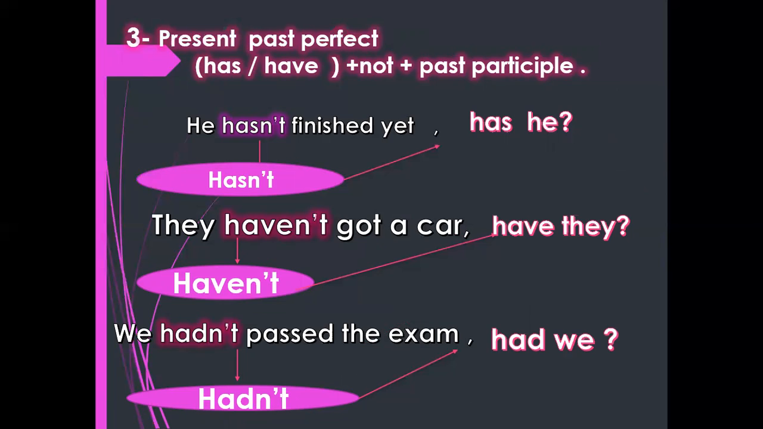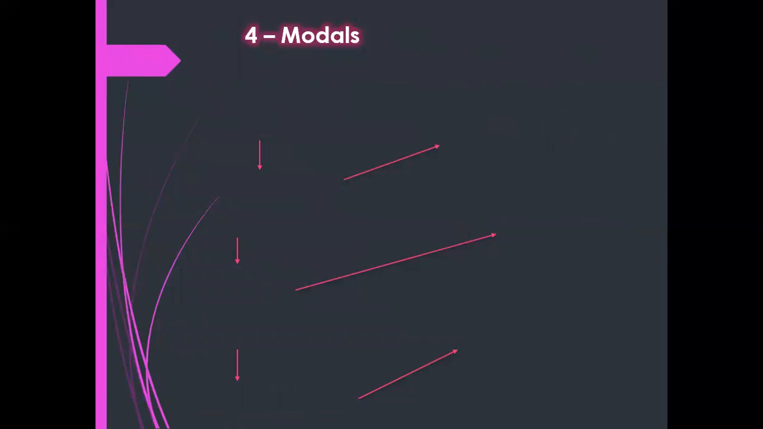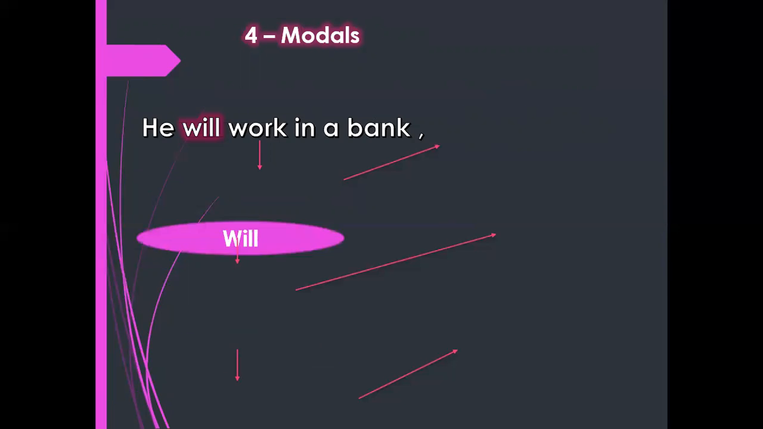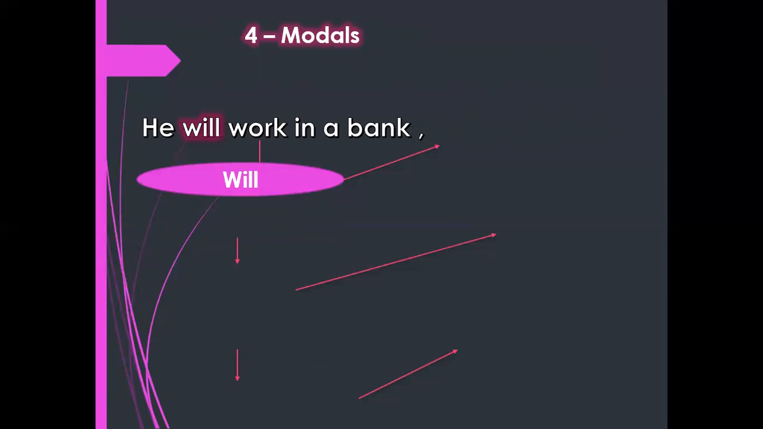So if the helping verb is in the negative form, just remove not, and use the same helping verb in the question tag. What about modals? Suppose we have, he will work in a bank. We have the helping verb, the modal verb here, will. So the question tag will be, won't he?